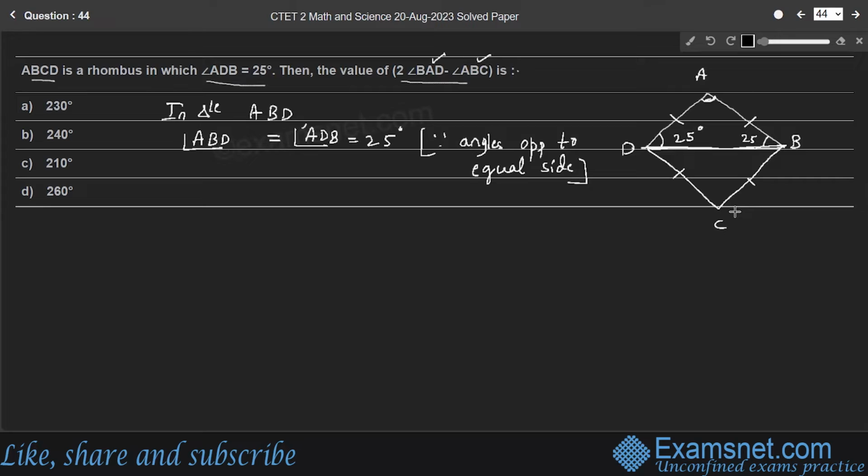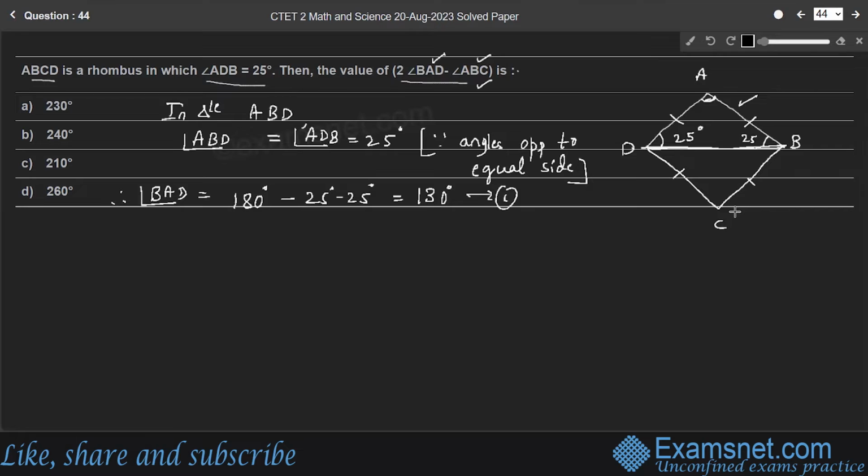Therefore, what is the third angle? Third angle means 180 minus the sum of the remaining angles, because in a triangle, the sum of the interior angles is equal to 180 degrees, right? Therefore, angle BAD is equal to 180 degrees minus 25 degrees minus 25 degrees, which is equal to 130 degrees. Angle BAD is 130 degrees.